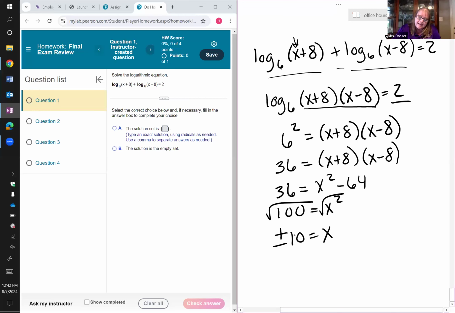Notice when we plug in negative 10 here, we're taking the log of negative 2. Can't take the log of a negative number. Same thing here. When we plug in negative 10, we're taking the log of negative 18. And again, we cannot take the log of a negative number. That means the negative value does not work, and our only answer is positive 10 in this case.